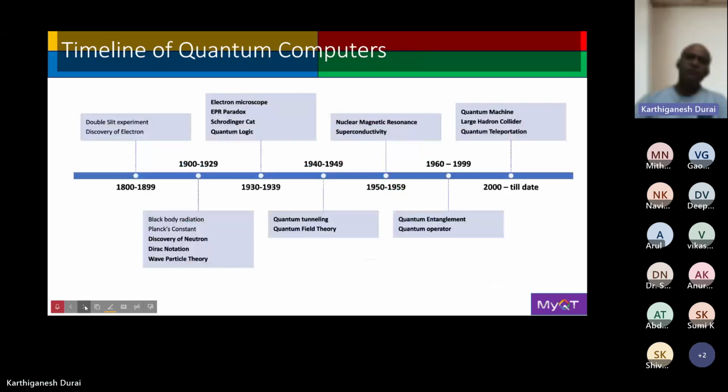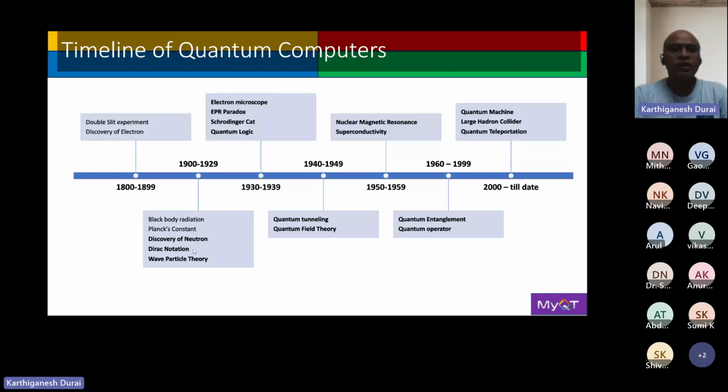So this is the timeline of quantum computers. See, initially it is quantum mechanics, then only we will see quantum computer. Obviously, that is the growth, right? Quantum computers are recent. In quantum mechanics, in the 1800s, we had the double slit experiment and the discovery of the electron, then black body radiation, Planck's constant, neutron, Dirac notation.